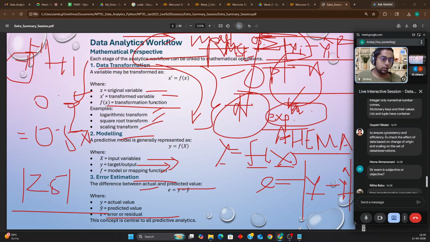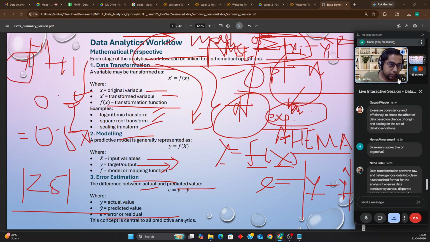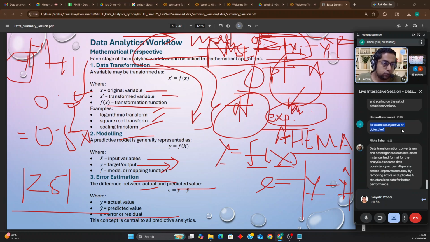Okay. Sir, is the exam subjective or objective? Maybe it is a mix of both. As far as I know, please contact the NPTEL team. They would be in the position to tell you whether it is objective or subjective. And in the admit card, if it is mentioned, it is well and good. But as far as I can see, I imagine it shall be a mix of both.